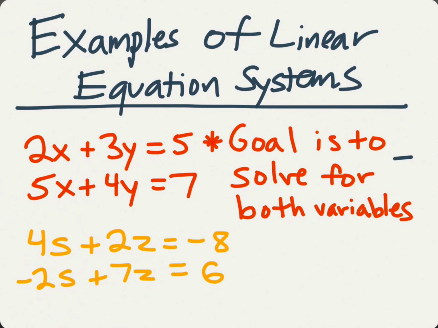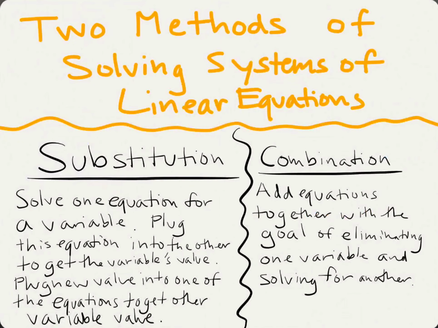As you see in the first one here, 2x plus 3y equals 5, and then 5x plus 4y equals 7. There are two separate equations, and it has multiple variables, and same with the yellow equations down here. So these both qualify as linear equation systems. The goal of these, when you're solving for them on the SAT, is to solve for both variables. And there are two different methods of doing that.